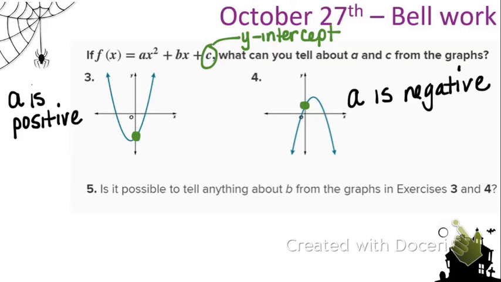So what do you know about C for number 3? Yeah, we could tell that C is definitely negative. We don't really know what the C value is, but we know C is negative because it's below the x-axis. And what about number 4? What do we know about C? It's positive. Good job.